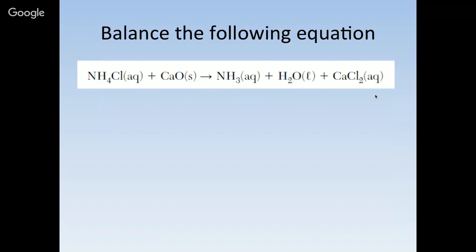Okay, so looking at this equation, we're going to do the same thing. You're going to make a list of what you have on each side of the equation. We start with 1 nitrogen on this side, 1 nitrogen on that side. Right now that's balanced. We have 4 hydrogens over here, but we have 5 hydrogens over here, so that's going to be a little bit more of an issue. We have 1 chlorine here, 2 chlorines there, so we know we're going to have to do something with this compound. 1 calcium, 1 calcium, and 1 oxygen, 1 oxygen.